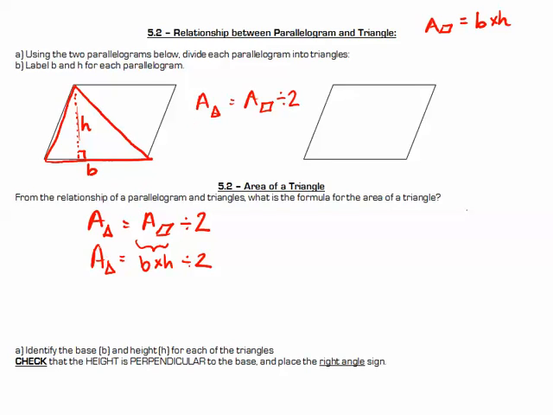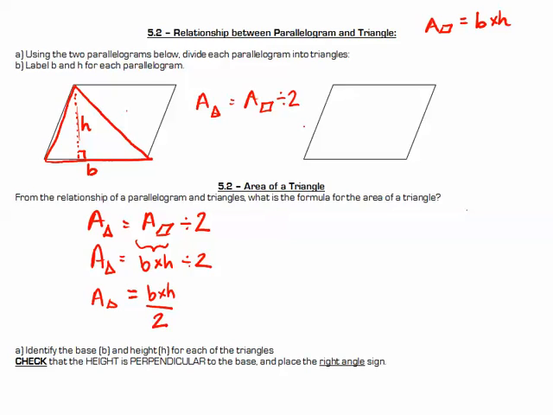So let's just repeat that again. Area of a triangle equals the area of a parallelogram, which is base times height, divided by 2, because there are two triangles in each parallelogram. I could also rewrite this as base times height all over 2, or 1/2 times the base times the height as well.